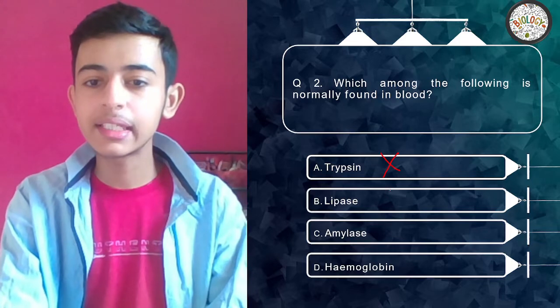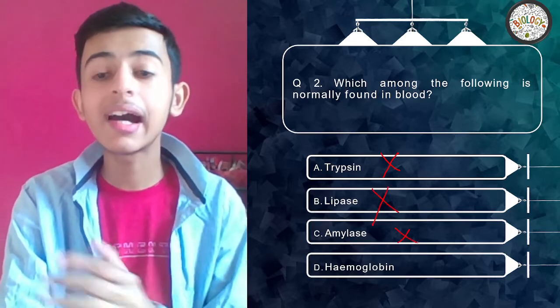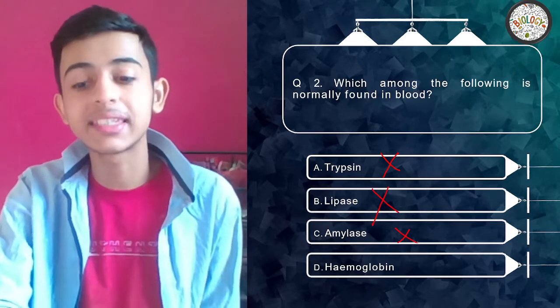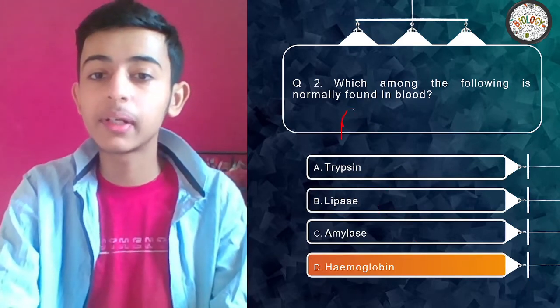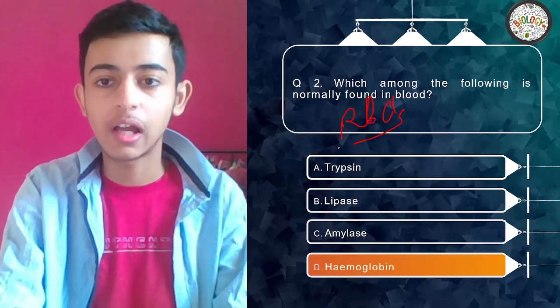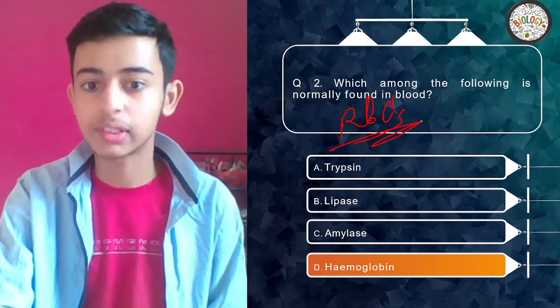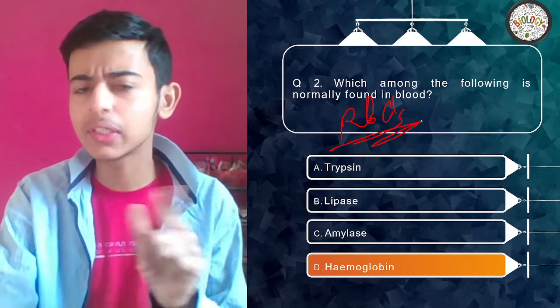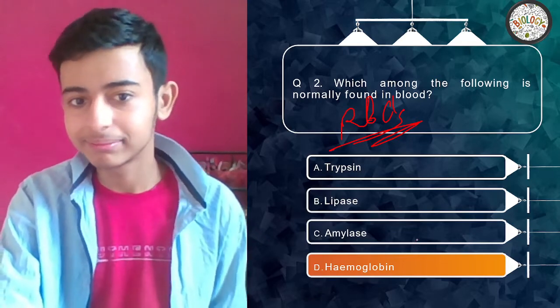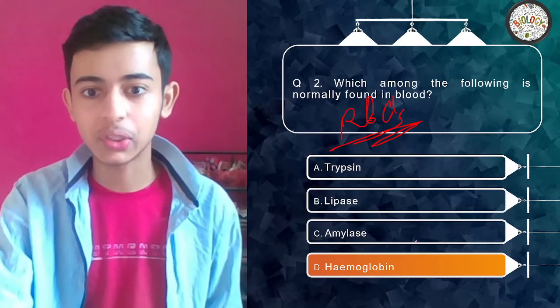Okay. See, trypsin, lipase and amylase, they are related to the digestive system. Hemoglobin is related to blood, which is found in RBCs. I hope you all are aware about it. Clear? Which is the respiratory. What is it guys? You need to let me know what is hemoglobin. Yes, it transports oxygen, right everybody?